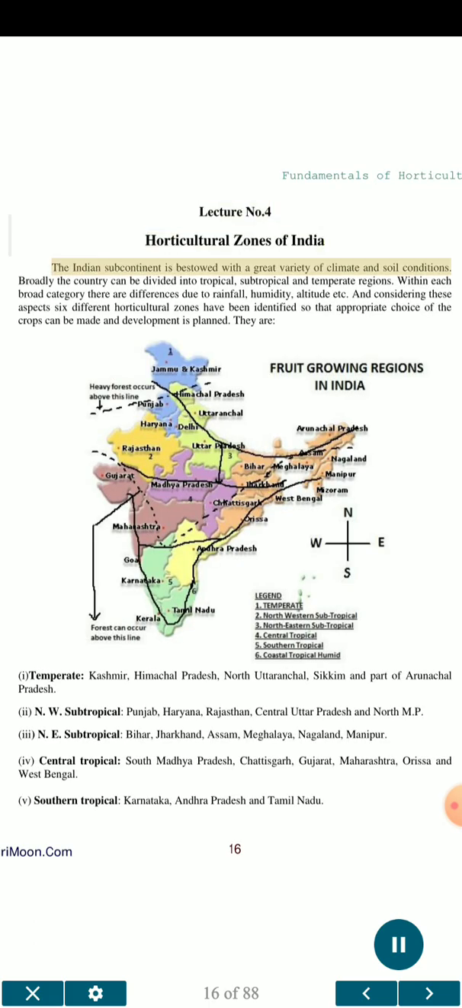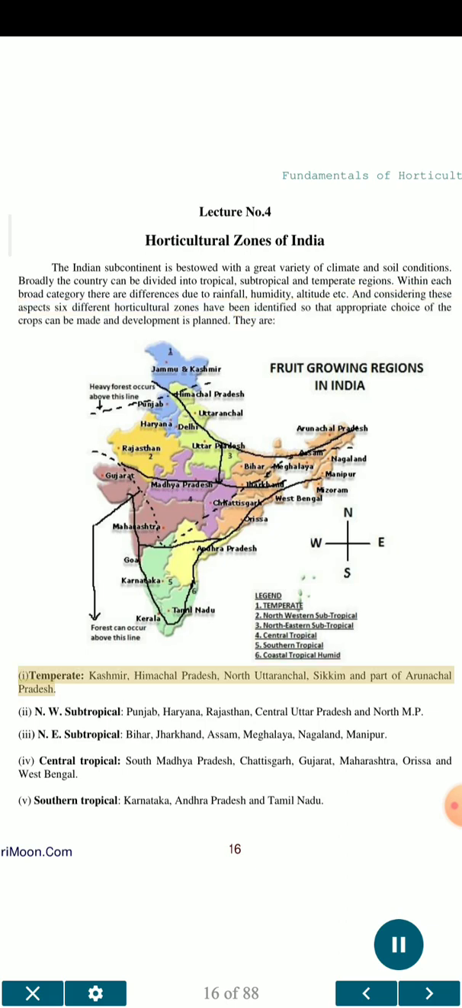Lecture number 4. Horticultural zones of India. The Indian subcontinent is bestowed with a great variety of climate and soil conditions. Broadly, the country can be divided into tropical, subtropical and temperate regions. Within each broad category there are differences due to rainfall, humidity, altitude etc. And considering these aspects, 6 different horticultural zones have been identified so that appropriate choice of the crops can be made and development is planned.